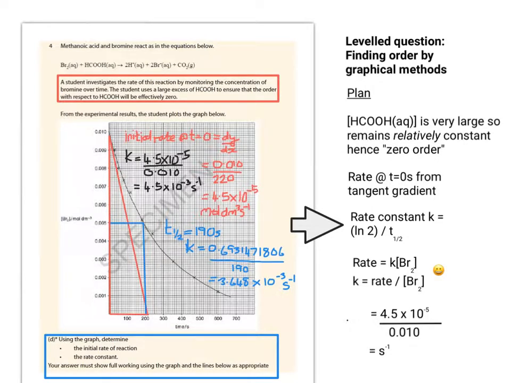So this takes us to the end of this review of how you might want to approach an A level question on rates and graphical methods.